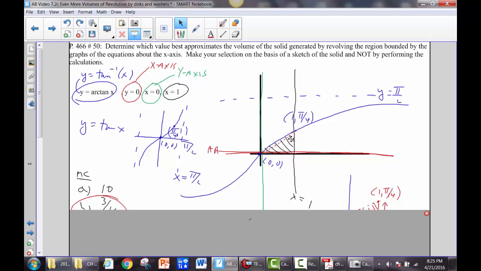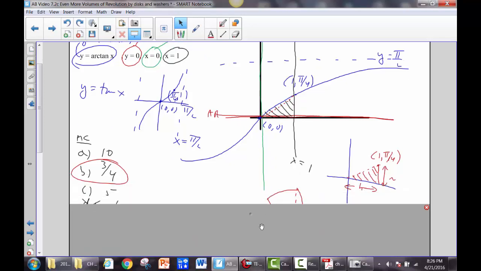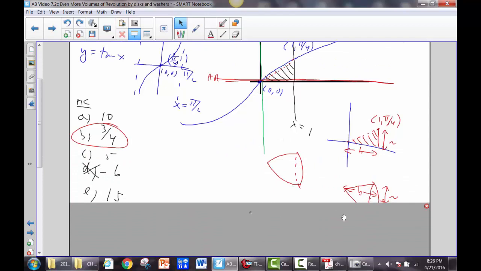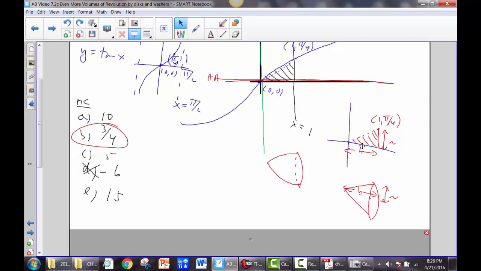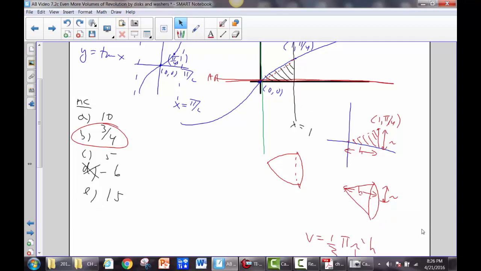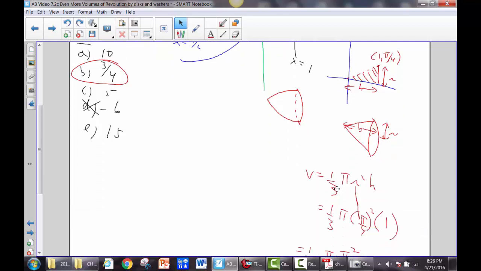So what I'm going to do to approximate is say, you know what? If I just draw this straight segment, it's as if I'm taking this triangle and rotating it on the x-axis. If you take a triangle and rotate it on the x-axis like this, all I'm going to get very simply is a cone. The formula for the cone is 1/3 the formula of a cylinder.